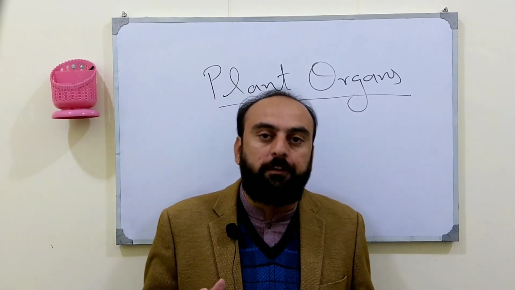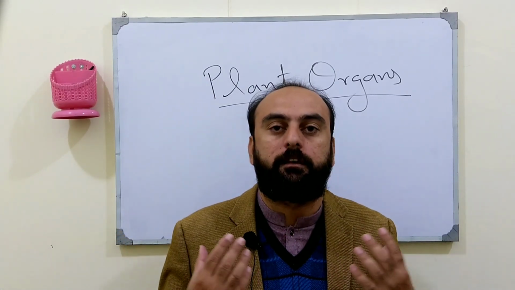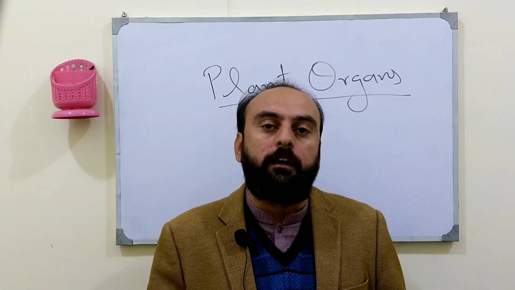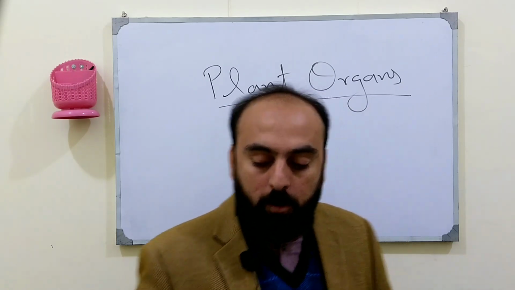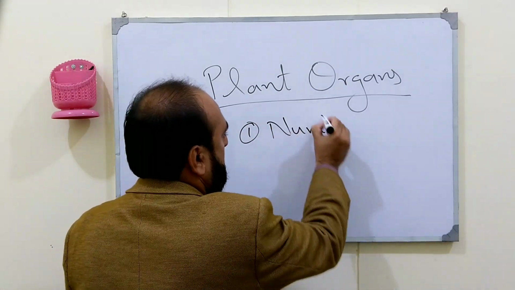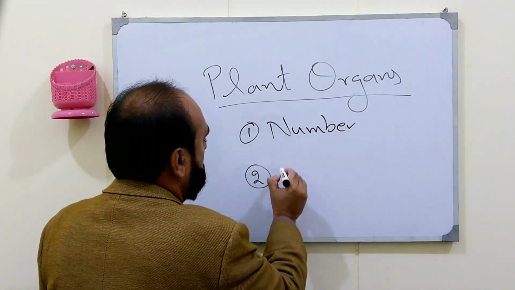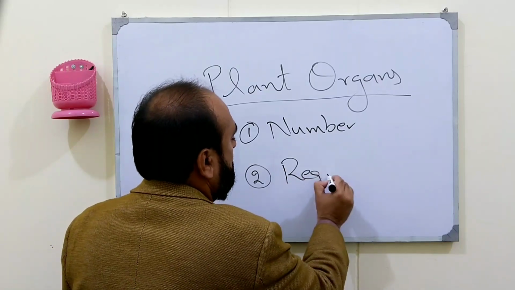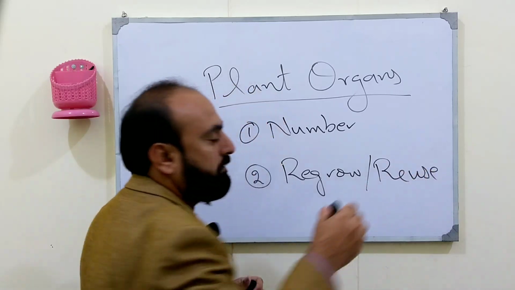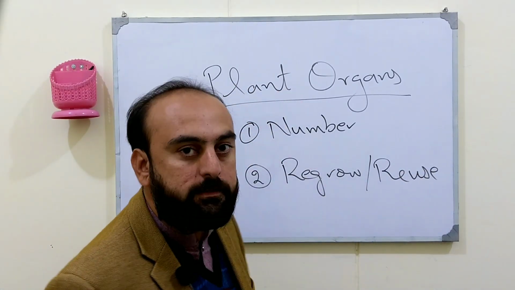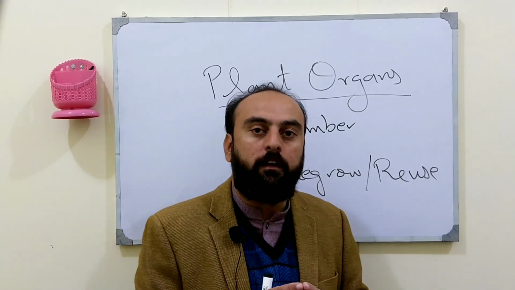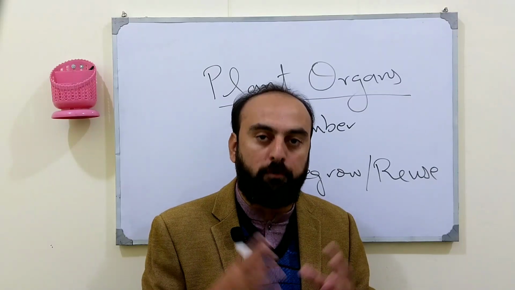The main difference between our organs and a plant's organs is that of number and the ability to regrow, replace or reuse those organs. About number, we have one or a maximum of two organs.